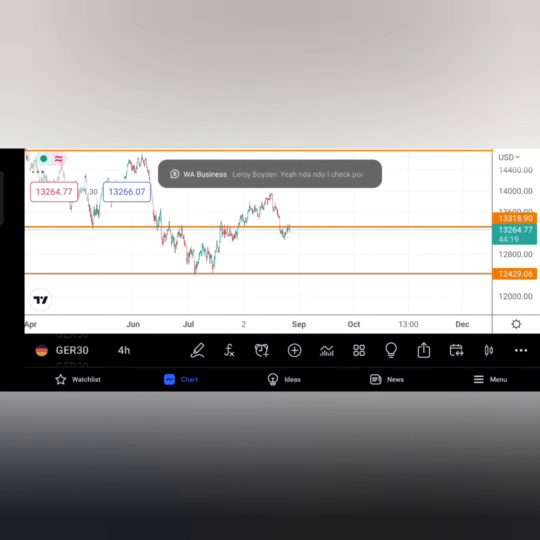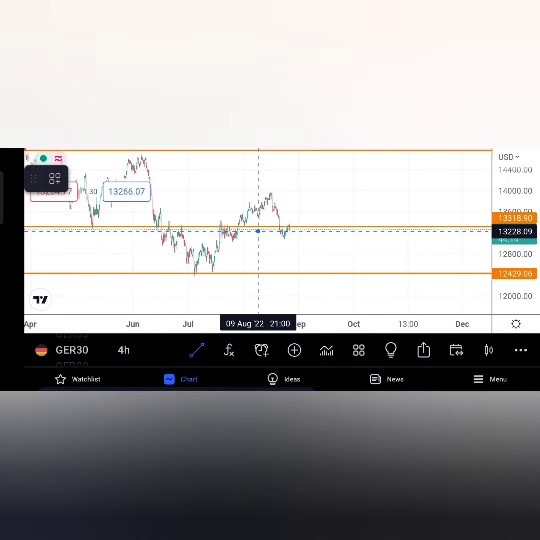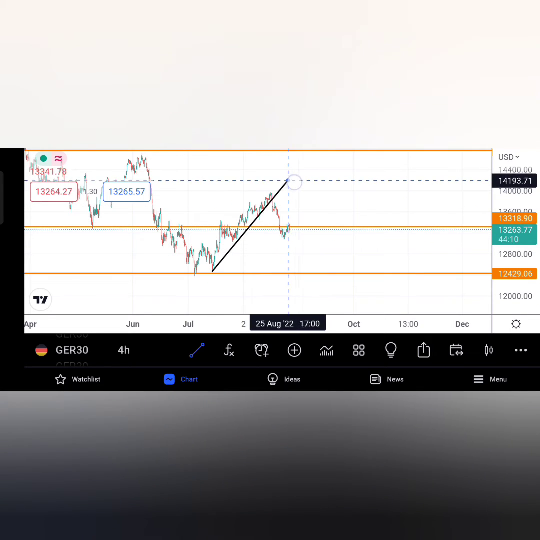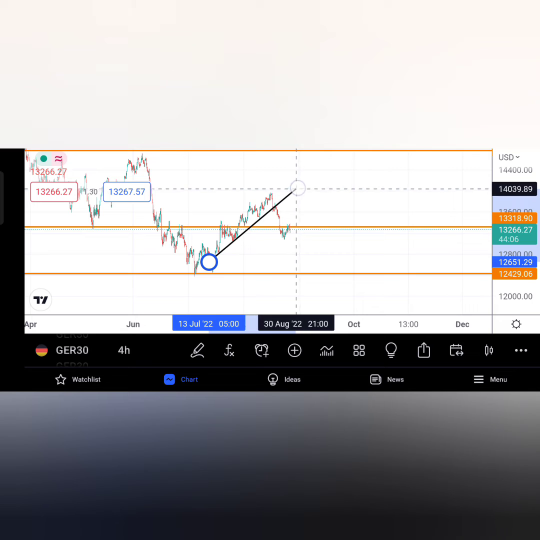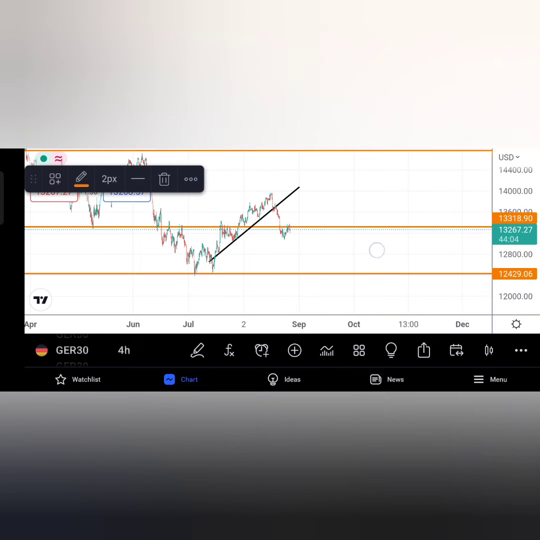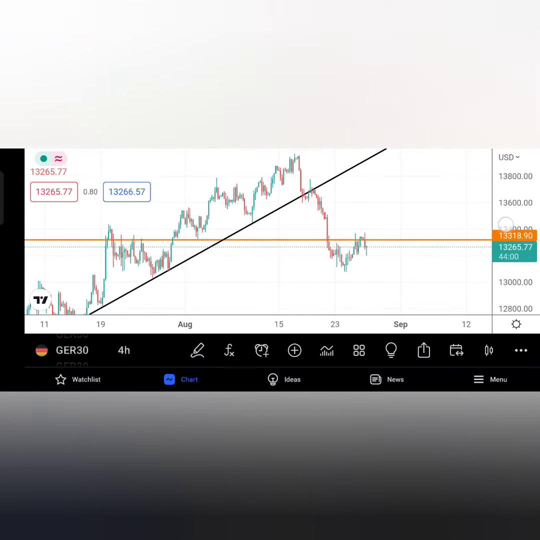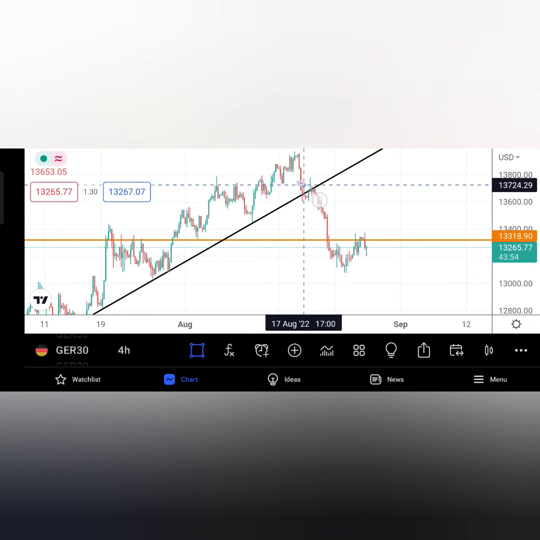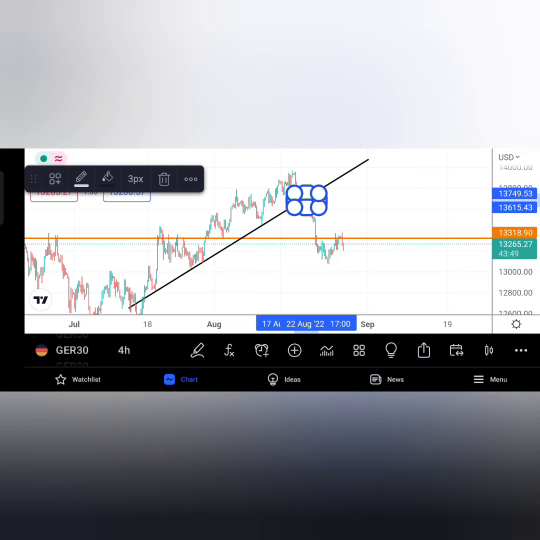So what we had here was the breakout of this pattern. Let's throw it like this and like this. Here we had the breakout of this pattern and a retest at this area right here. We had a breakout and a retest.